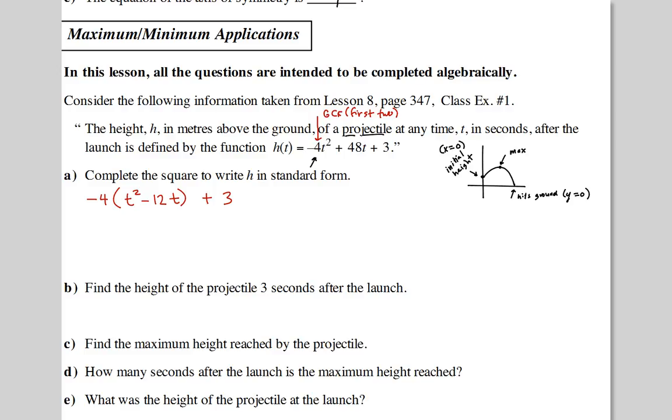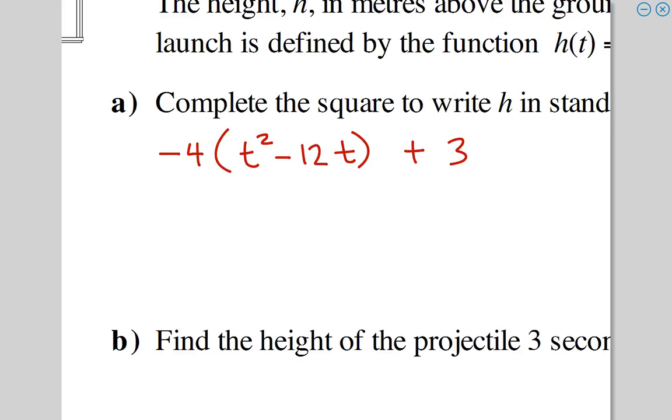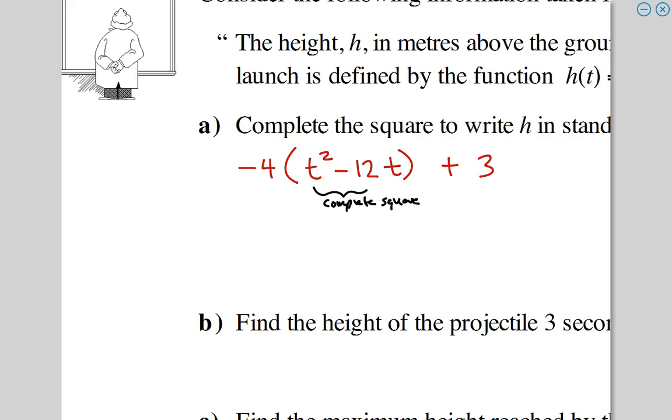Sure. Now we're going to complete the square in here. Do you guys remember the pattern for completing the square? What do we do with that b value? Divide by 2, then square. Okay, so negative 12 becomes negative 6, and then we square it to get 36.